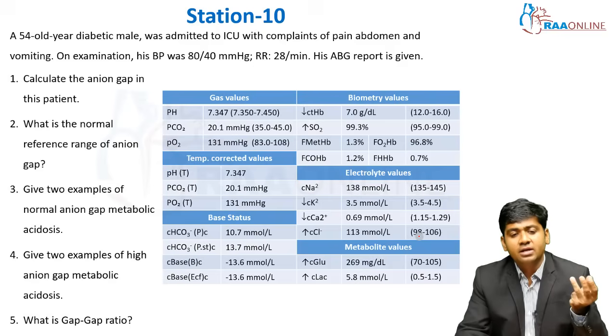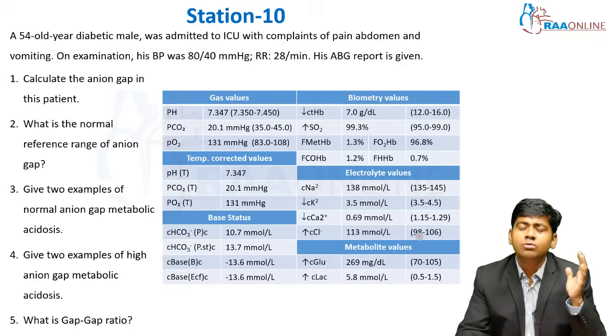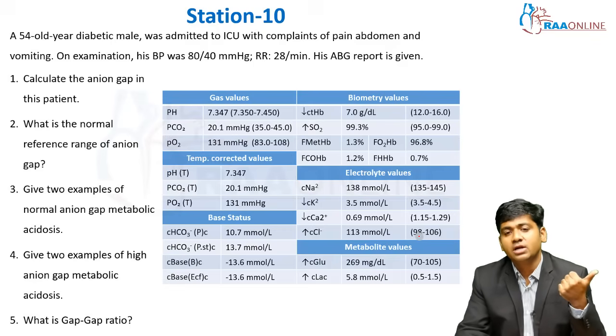Two examples of high anion gap metabolic acidosis: methanol, paraldehyde. What is the gap ratio? Change in anion gap by change in bicarb. If the value is less than 1, it is HAGMA plus NAGMA. If the value is 1 to 2, then it is only high anion gap metabolic acidosis. If the value is more than 2, then it is high anion gap metabolic acidosis plus metabolic alkalosis.